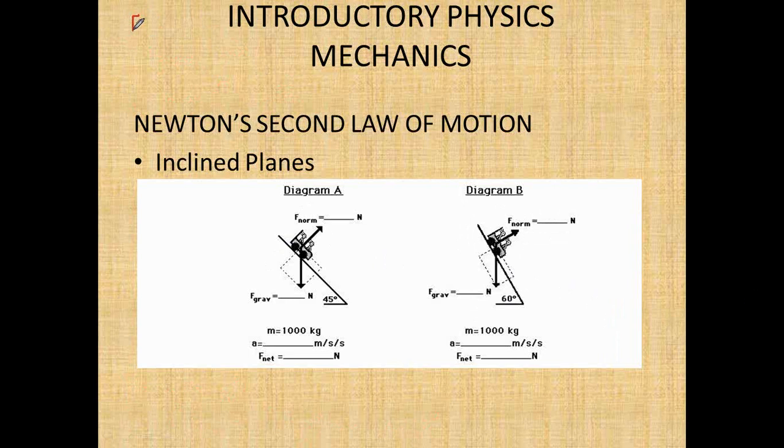So the normal force is equal to the force due to gravity, which is the mass times the acceleration due to gravity, times the cosine of the angle. And so cosine of 60. And you have to use your calculator to give you that, okay? So again, the mass is 1,000 kilograms.